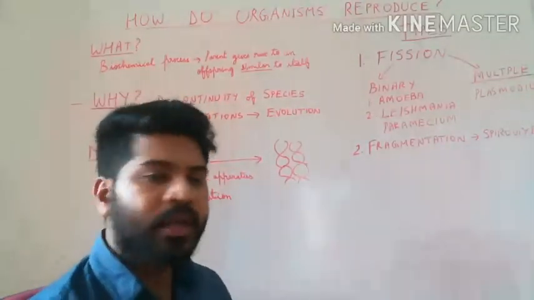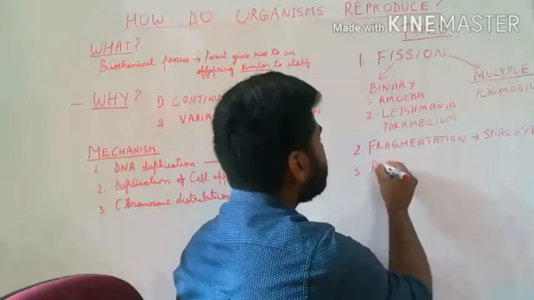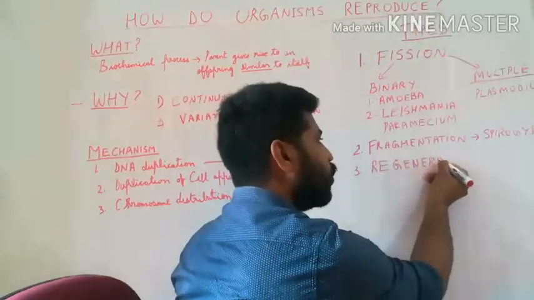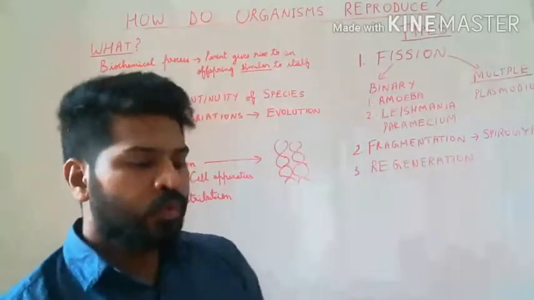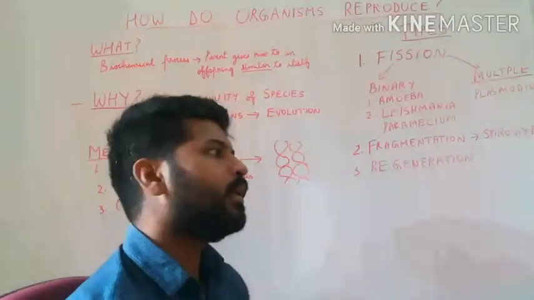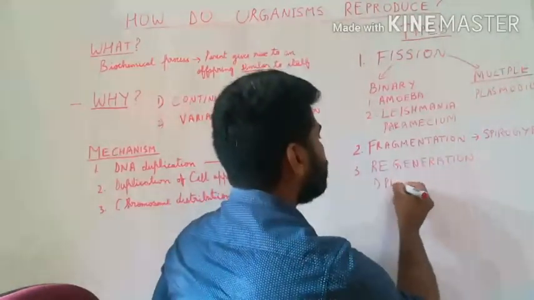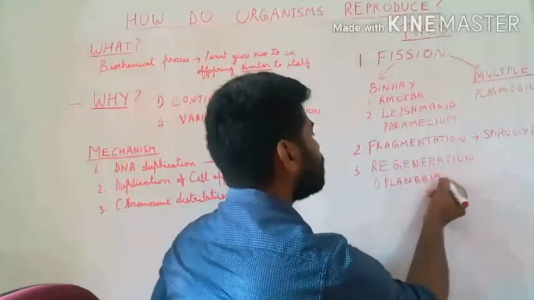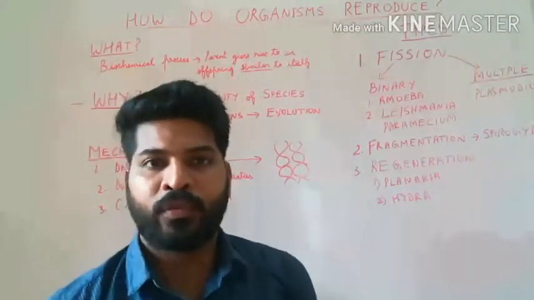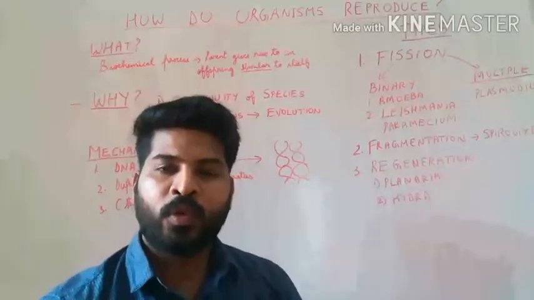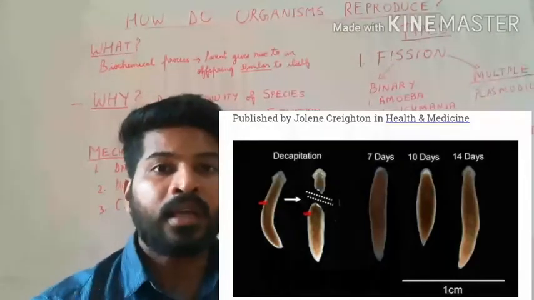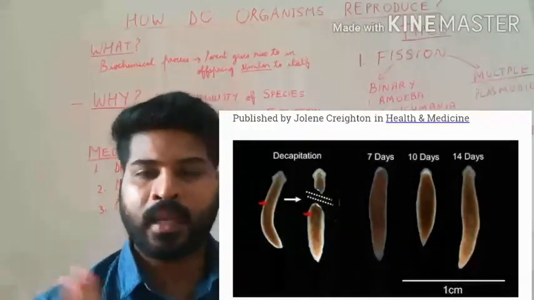Next mode of reproduction is regeneration. In some organisms, in some of the lower animals, new individuals can be produced from parts of the body. For example, in planaria, tapeworm, hydra. If you look at the diagram of division in planaria, if you cut the planaria into pieces, each piece can then regenerate into a new planaria.